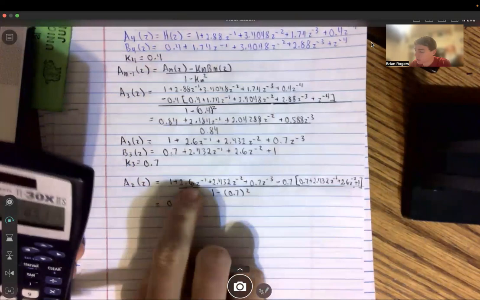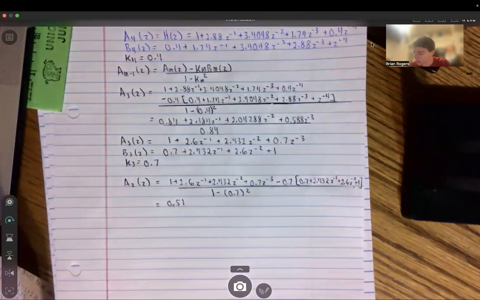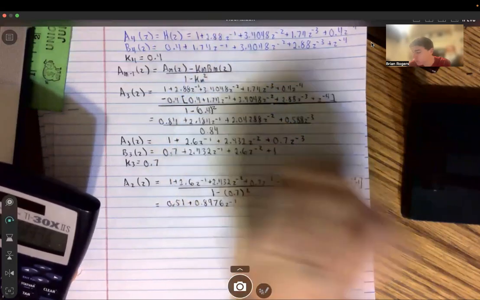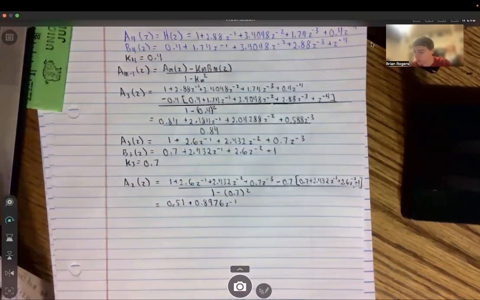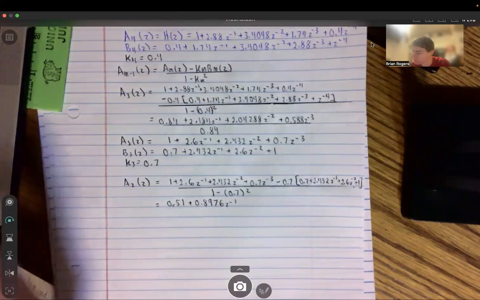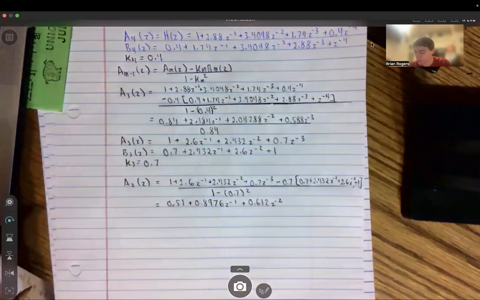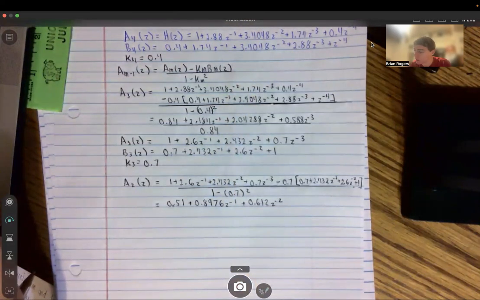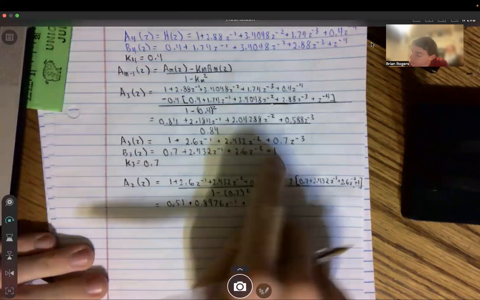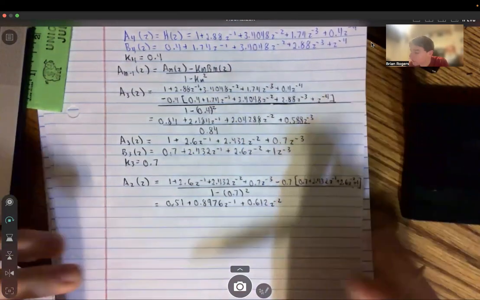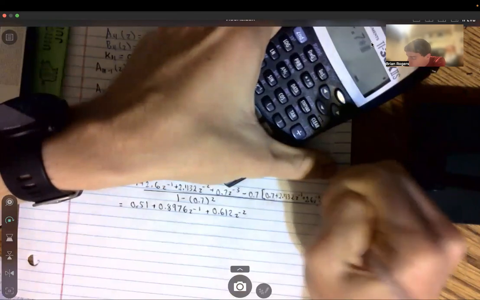And then here I have 2.6 minus 0.7 times 2.432. I get plus 0.8976 z to negative 1. And I have 2.432 minus 0.7 times 2.6, which I get plus 0.612 z to negative 2. Then here I have 0.7 minus 0.7 times, oh sorry, I forgot, this is just a 1 z to negative 3, so here it should be plus z to negative 3. Let me just fix that real quick. Z to negative 3.